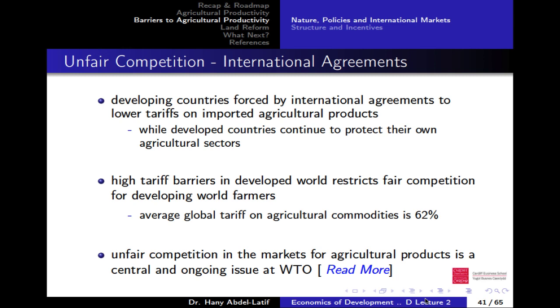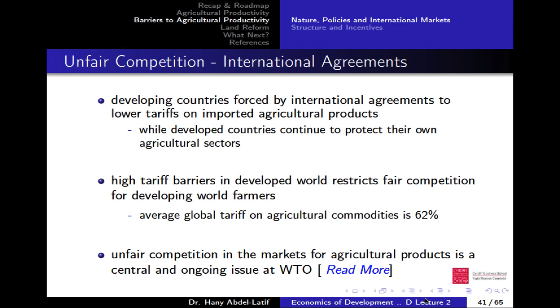So we talked about factors that can partially explain why productivity in developing countries is low. We talked about geographical factors, we talked about land-labor ratio, and then we talked about urban bias. We're already familiar with this from last lecture. And finally, we talked about unfair competition. But these wouldn't explain the whole picture, the whole story. Okay? So these are not the only reasons why.